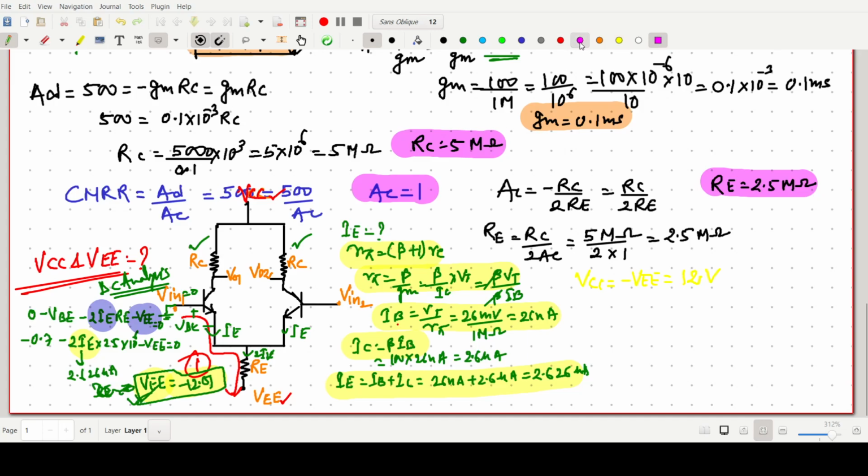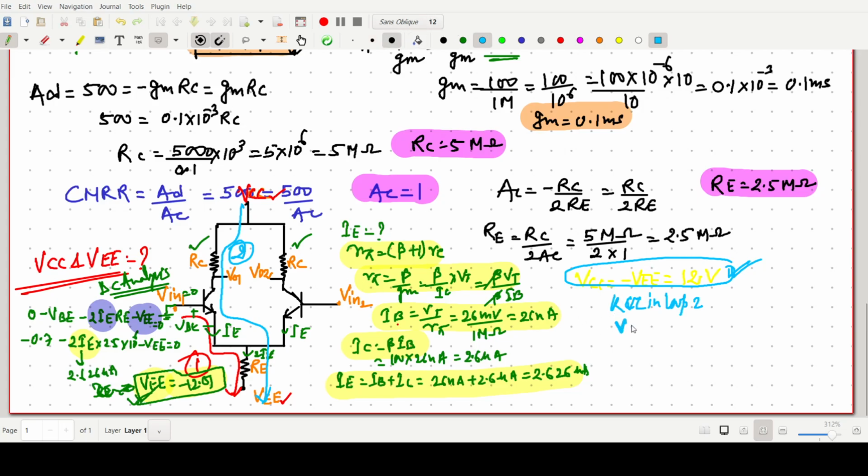For this purpose, you can do one more thing. You have to apply KVL in this part. Say this one is loop 2. KVL in loop 2, both will be the same, 12 volt. So in KVL in loop 2, what can we write? It is very simple.